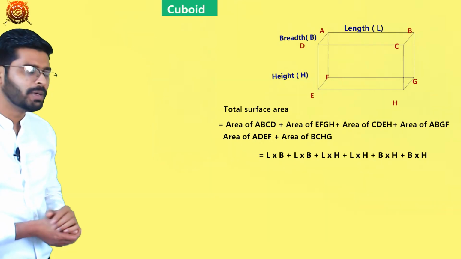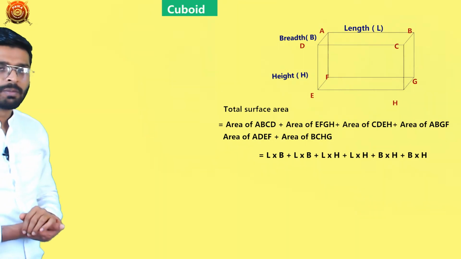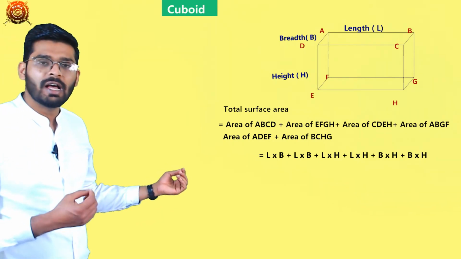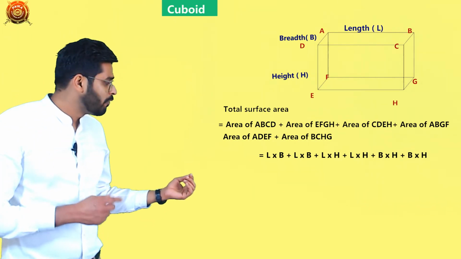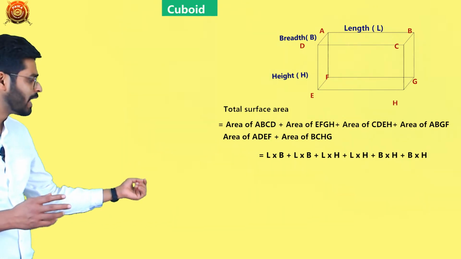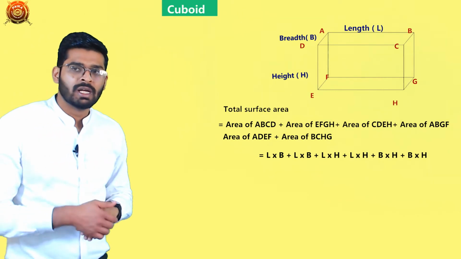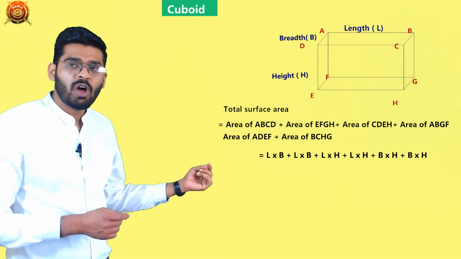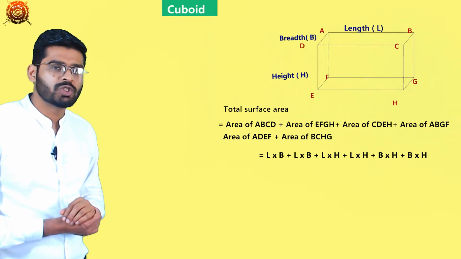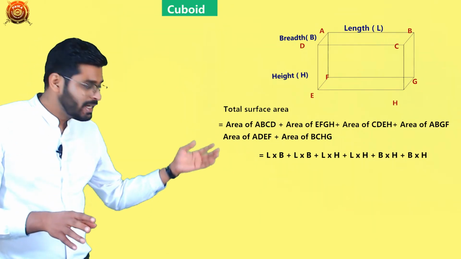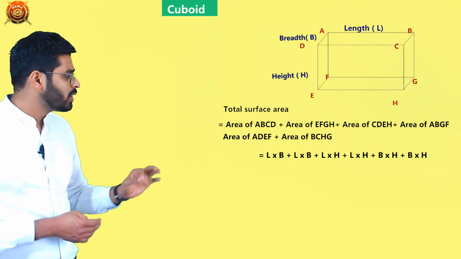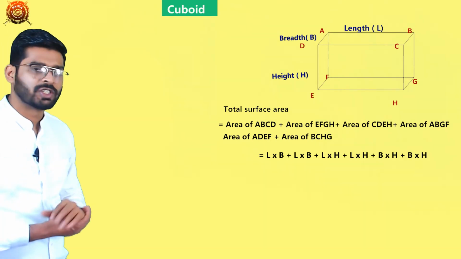So the area will be length into breadth, plus now if we take another rectangle, that is EFGH, here we have 2 parameters, length and breadth. So we will write the area of this rectangle as length into breadth, plus now area of CDEH. Now you can see students, CD is the length and DE is the height of the rectangle. So the area will be L into H.